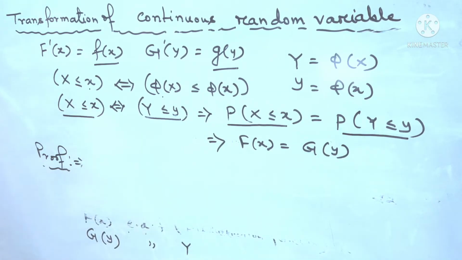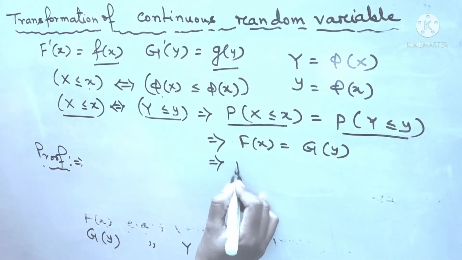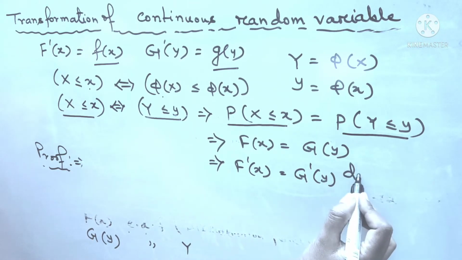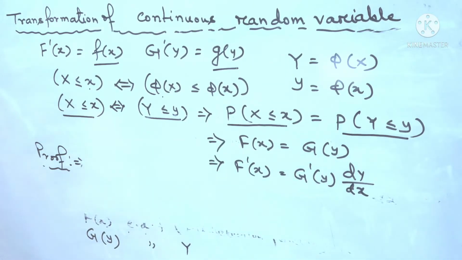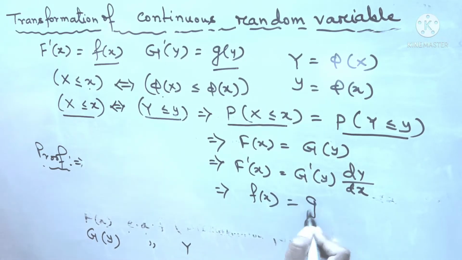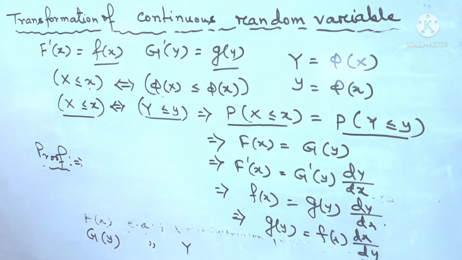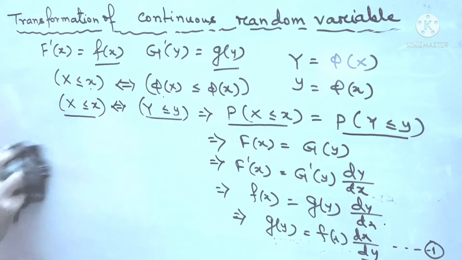Differentiating both sides with respect to x, we get f of x is equal to g of y into dy by dx, and this is f of x, this is g of y, this is dy by dx, and we can write g of y is equal to f of x into dx by dy, and we number this as 1. Now we go to case 2.